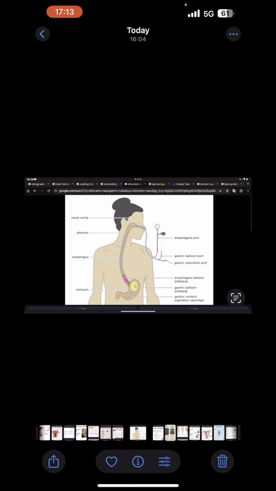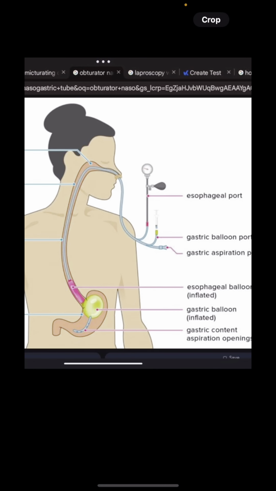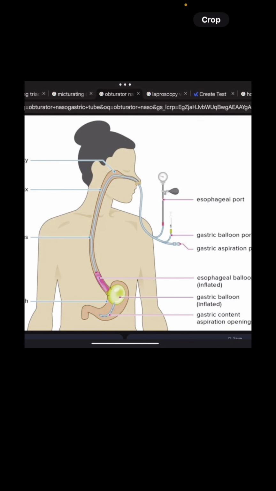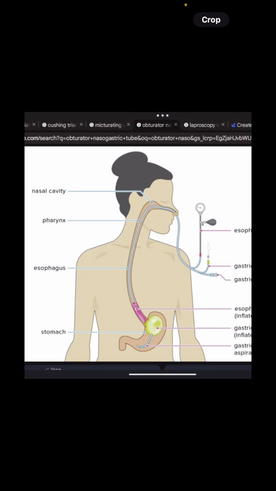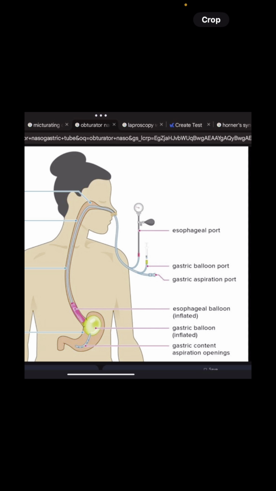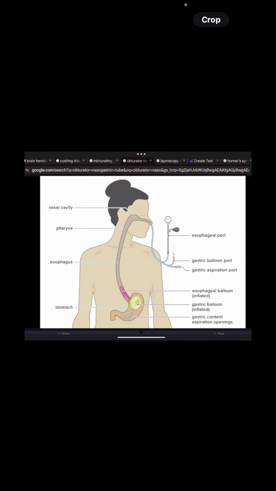This is a photo showing the insertion of the nasogastric tube. There can be a lot of purposes. So we insert the tube through the nasal passages, through the esophagus and to the stomach, and we inflate the balloon so that it doesn't move.